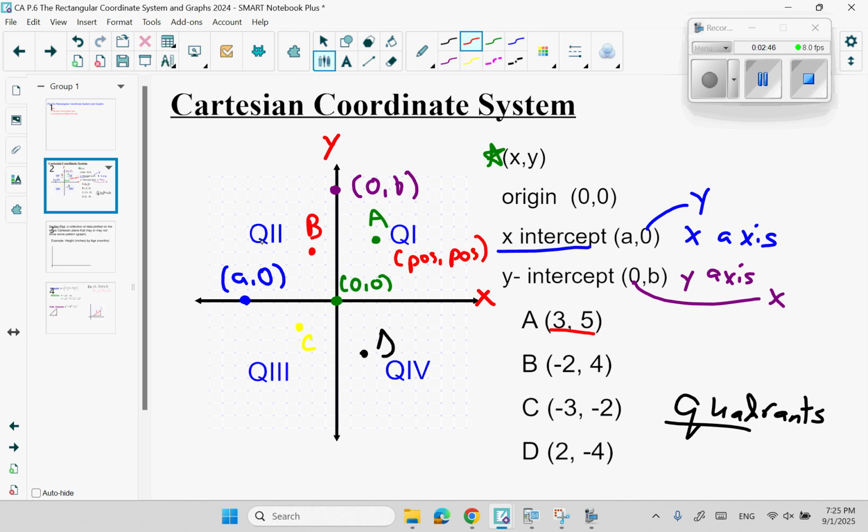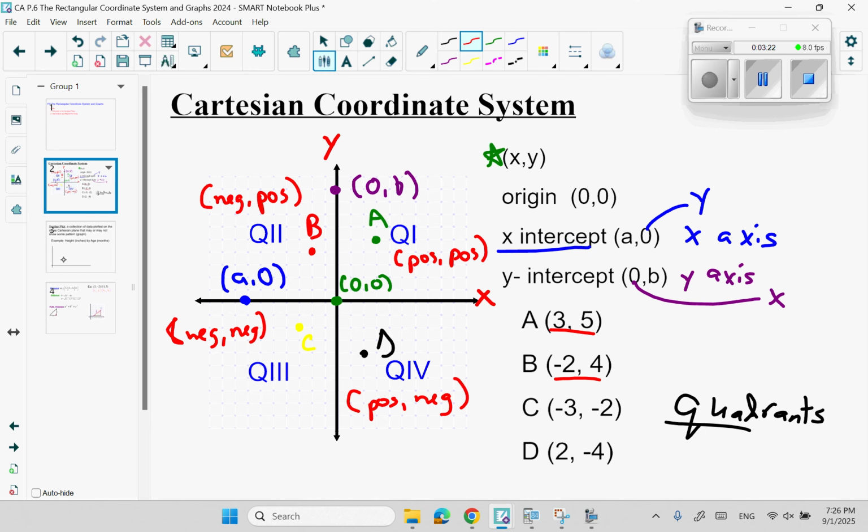Quadrant 2, which we had coordinate B, was negative, positive. Those are negative x values, positive y values. Quadrant 3 had coordinate C. That was negative, negative. And then quadrant 4 was positive, negative. And then, of course, along the axes, we have zeros, which have no polarity. So those axes really divide the quadrants and don't technically fall on them.